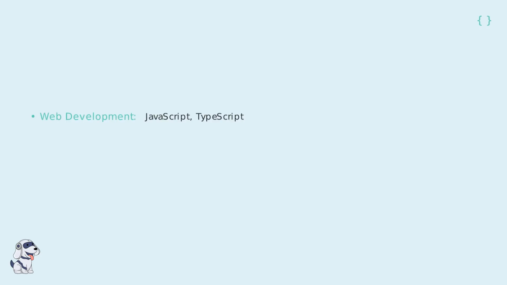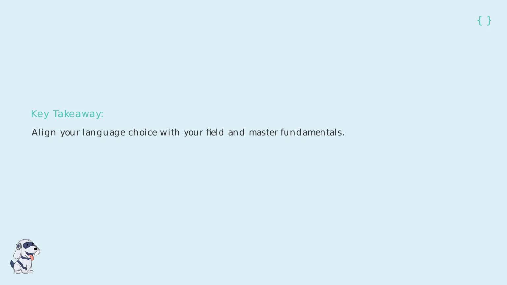For web development, JavaScript and TypeScript power the front-end and back-end frameworks. In data science and AI roles, Python and R offer extensive libraries and community support. For mobile app development, Kotlin and Java work for Android, while Swift is ideal for iOS. When performance and low-level control matter, C and C++ remain the go-to options. Key takeaway: pick a language that aligns with your industry and focus on core concepts to stay adaptable.